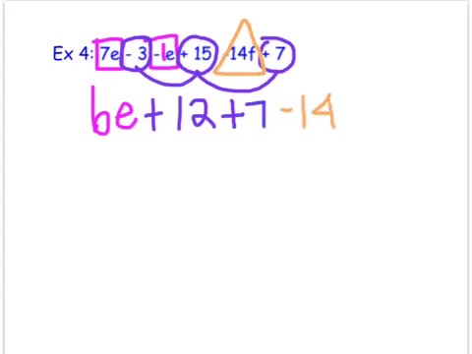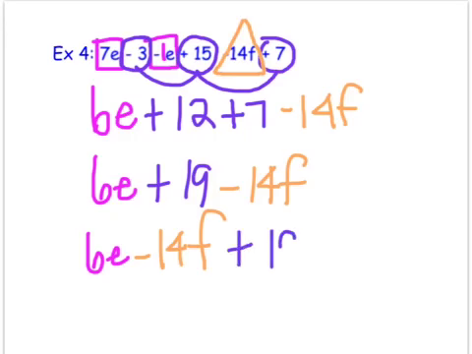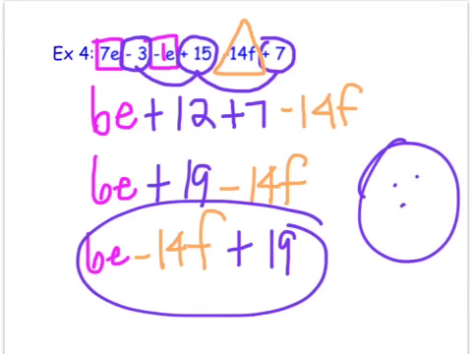Minus 14F. Alrighty, I'm done. Oh, no, I'm not. Why? Because I had that plus 12 and plus 7. So can I go ahead and combine that? I sure can. So I get 6E plus 19 minus 14F. Am I finished? Well, let's rearrange this so we have our variables first. 6E minus 14F plus 19.